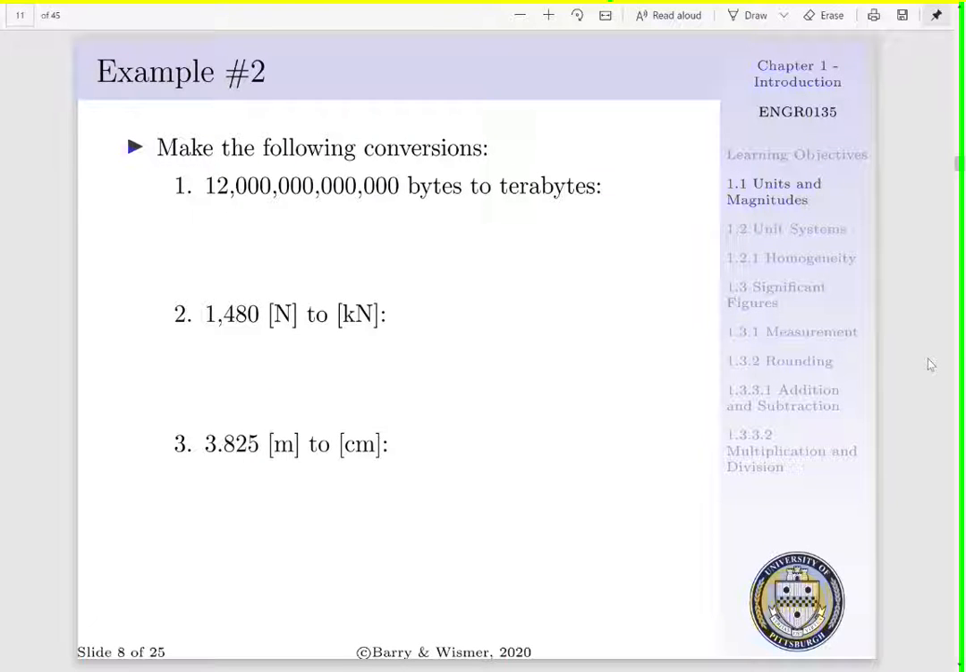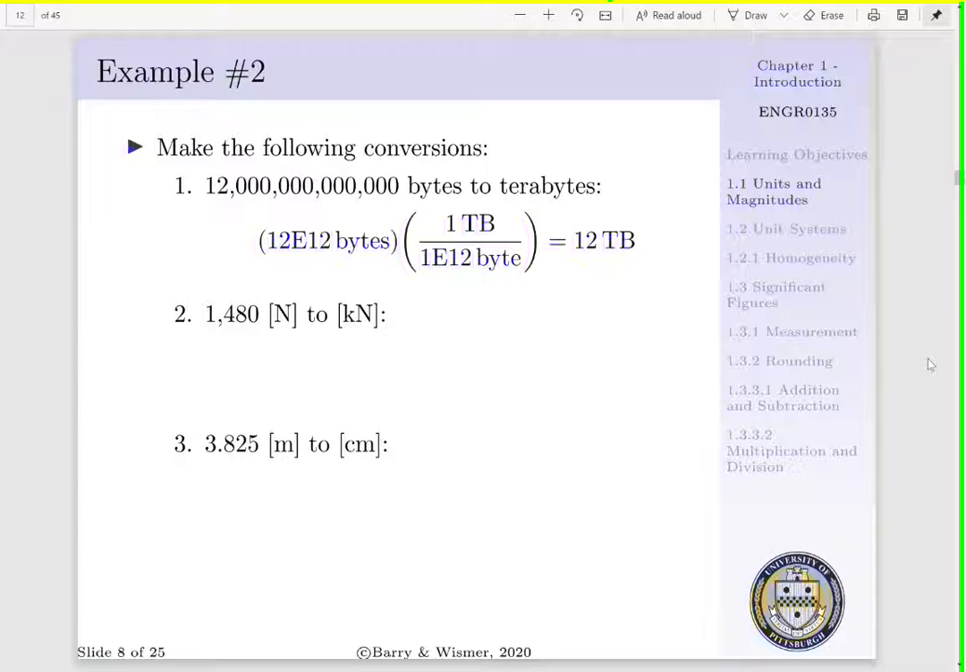Now let us get acquainted with our unit system by making the following conversions. Say we want to convert 12 e to 12 bytes to terabytes. To do such, we'd have 12 e to 12 bytes, and we'd recognize that a terabyte is multiplied by 1 times 10 to the 12th bytes. So we'd have 1 e to 12 bytes per terabyte. Our bytes cancel out, and we are left with 12 terabytes.